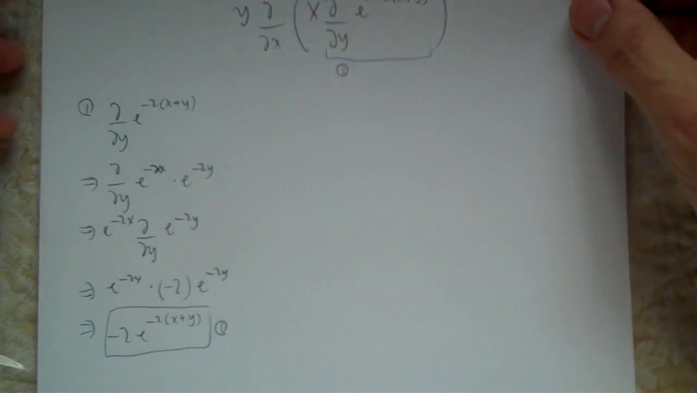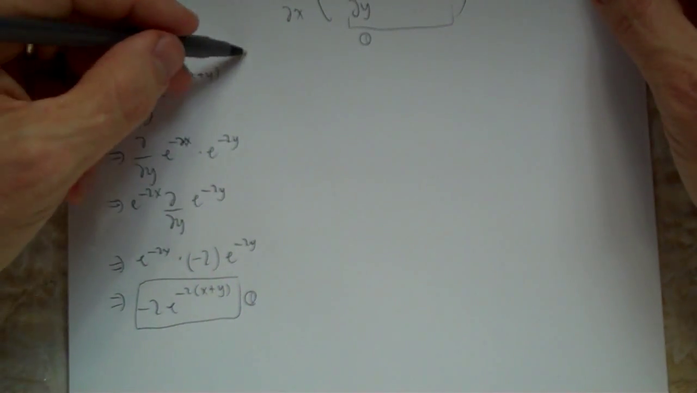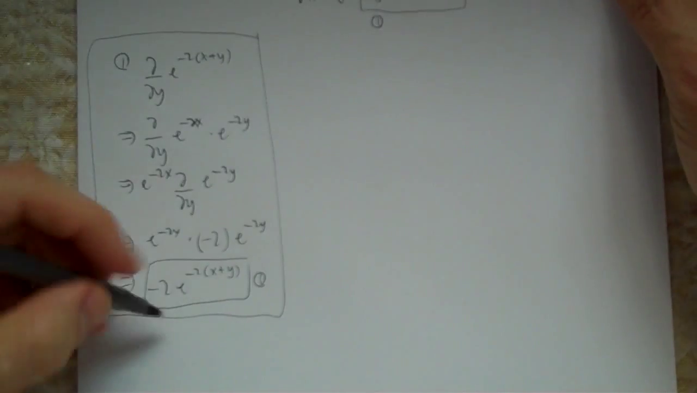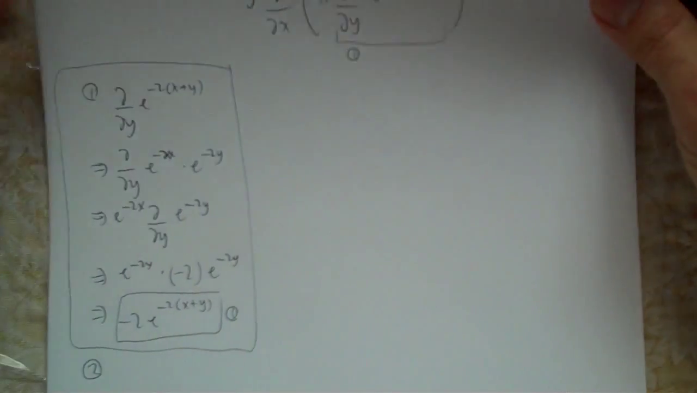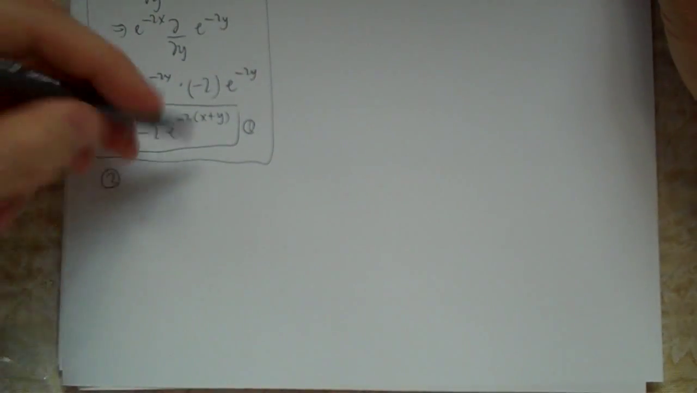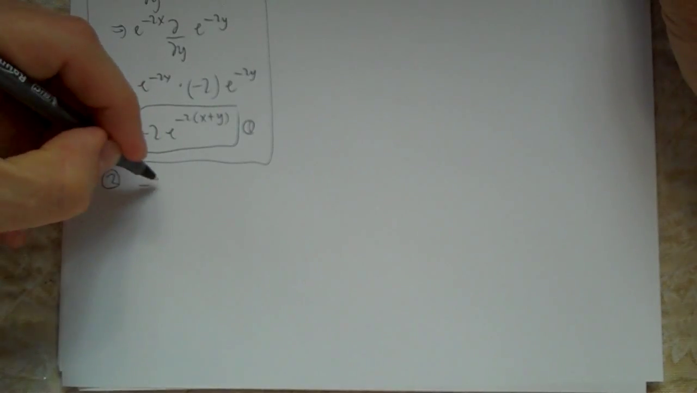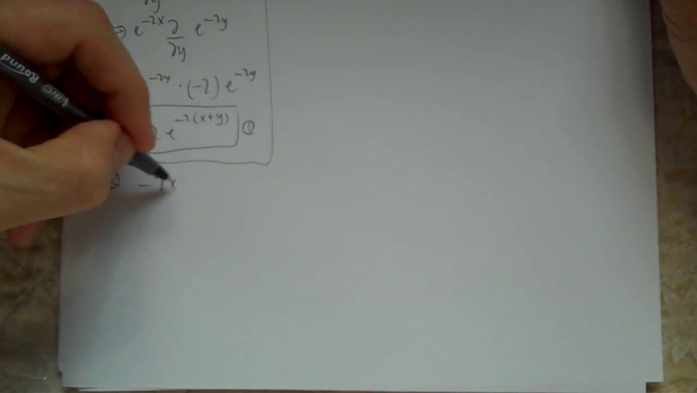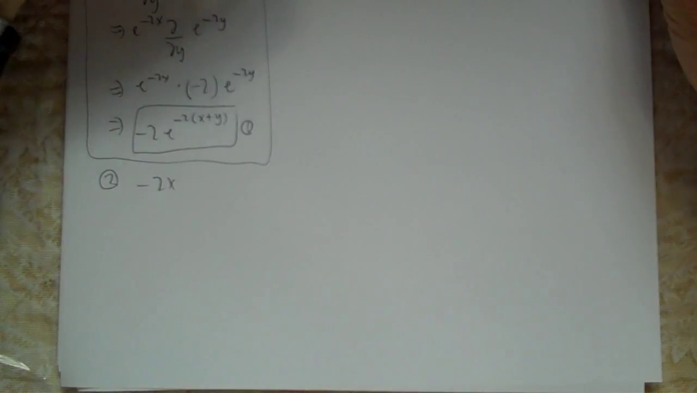That's this thing right here. Okay? Now let's just block this off. Part 2 is simply multiplying that by x. That's no problem. So that becomes minus 2x. This is now 2.